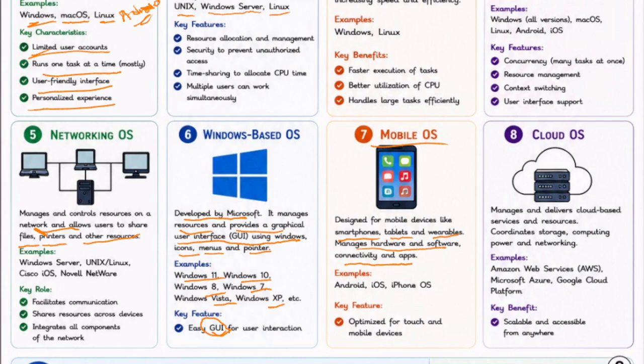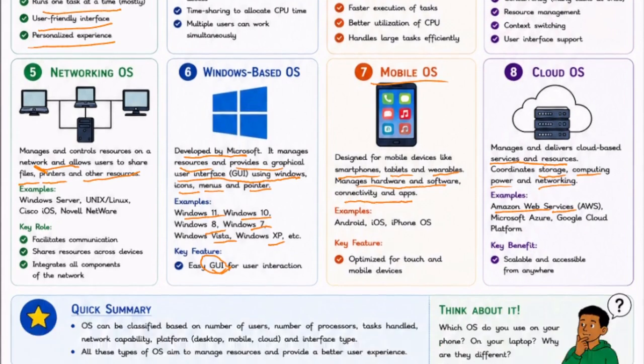Okay, and lastly, you have the cloud OS. This one manages and delivers cloud-based services and resources, coordinating storage, computing power, and networking. So, like AWS, Amazon Web Services, is an example of a cloud operating system. In part three, chapter two of IT, we explained cloud storage. So with cloud storage, all the devices use a cloud operating system.